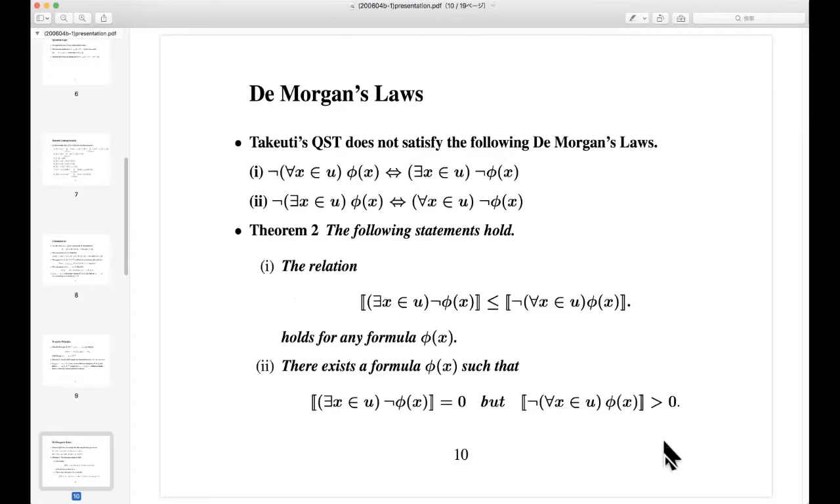Now we talk about De Morgan's laws. Takeuchi's quantum set theory does not satisfy the following De Morgan's laws. That is, the negation of the universal quantification of phi x is equivalent to the existential quantification of the negation of phi x. Also, the negation of the existential quantification of phi x is equivalent to the universal quantification of the negation of phi x. In classical predicate calculus, we always have these De Morgan's laws. However, in Takeuchi's quantum set theory, this does not hold generally.